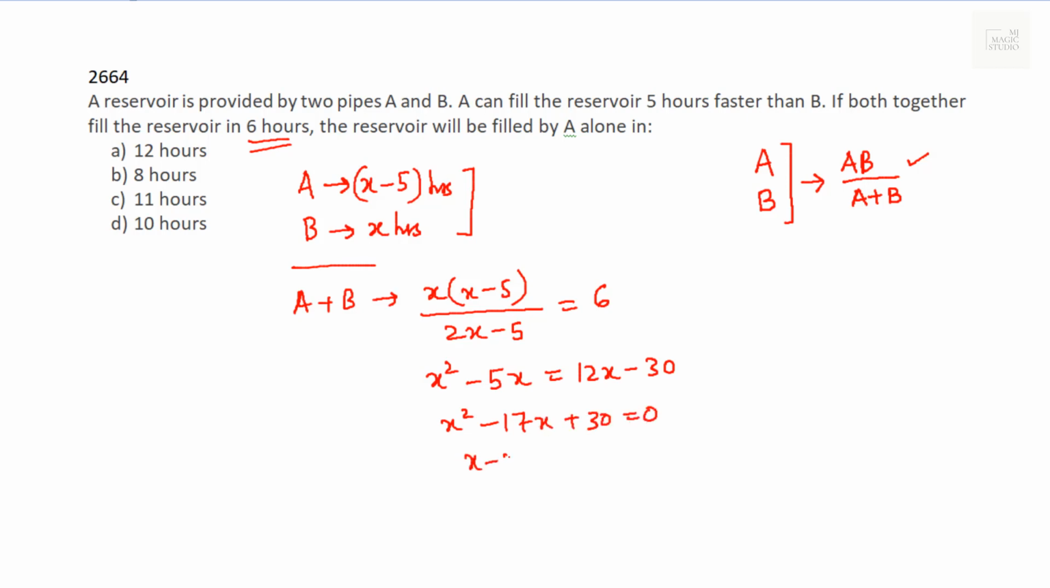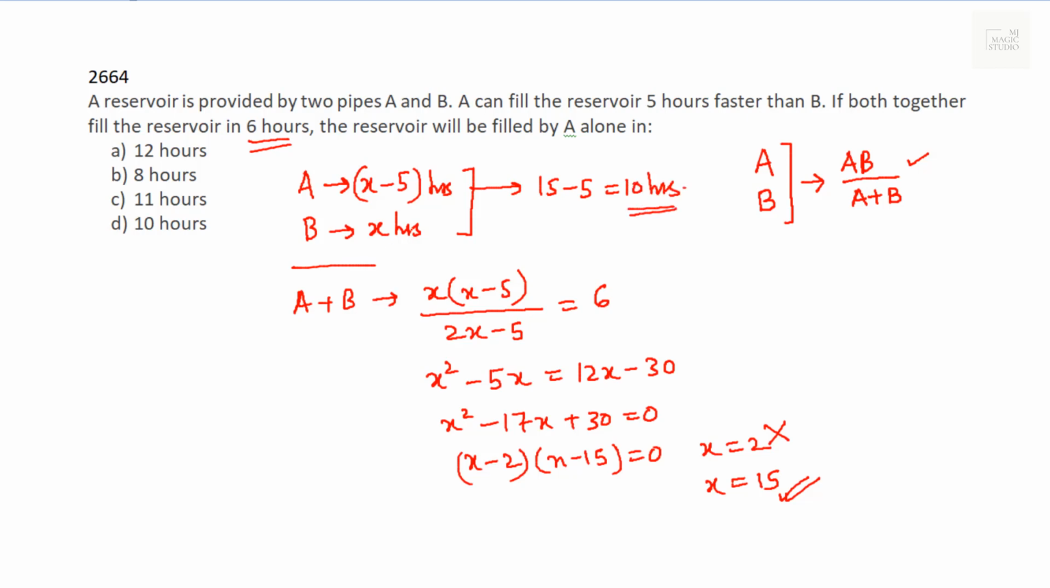30 is 15 and 2. This is x minus 2 into x minus 15 is 0. So value of x may be 2 or 15. 2 is not feasible because then A will go to the negative side. x is 15. What is the time taken by A alone? A alone will take 15 minus 5, that is 10 hours to fill this reservoir or the tank alone. Option D fits in.